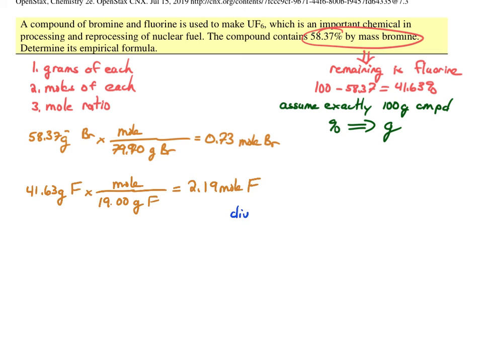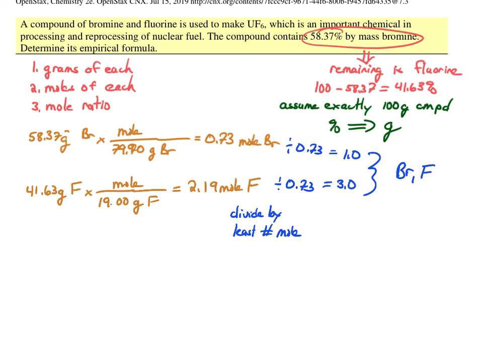So we're going to divide by the least number of moles to try and make our ratio more obvious. So let's divide by 0.73. So 1.0 to 3.0. So we can tell that our formula is Br1 F3, or we recognize we don't have to write that subscript 1. We can just call it BrF3.